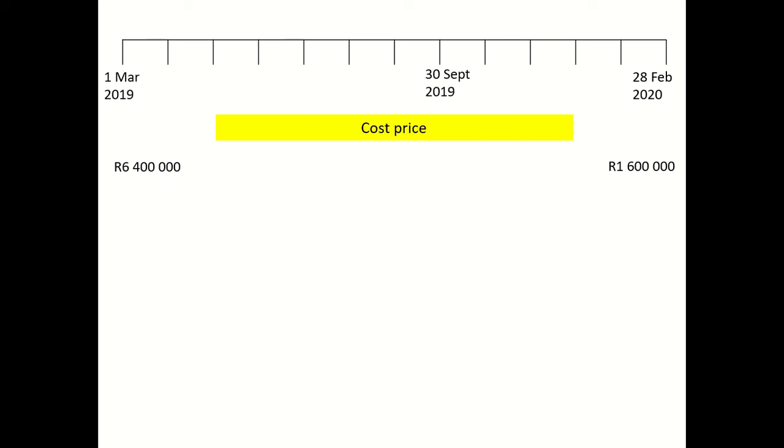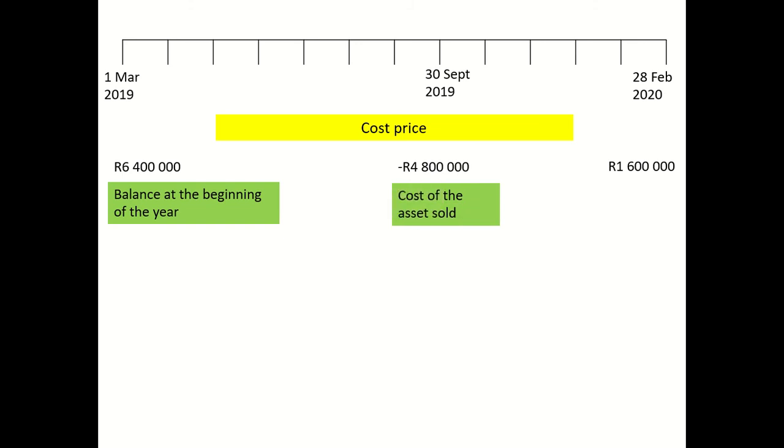Okay, I didn't give you the cost price of the vehicle that was sold. You have to find the difference, and the difference was going to be 4,800,000. In this case, guys, that is the balance at the beginning of the year. This is the cost price of the asset sold, and that is the balance at the end of the year, all right, which is dealing with vehicles in this case.